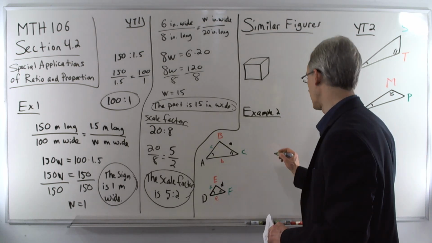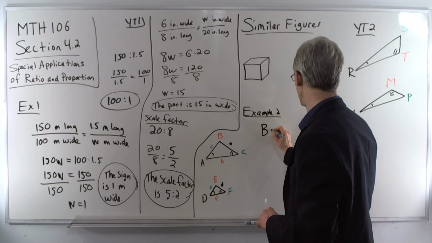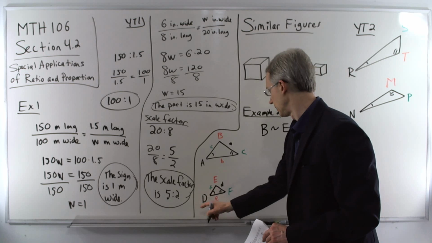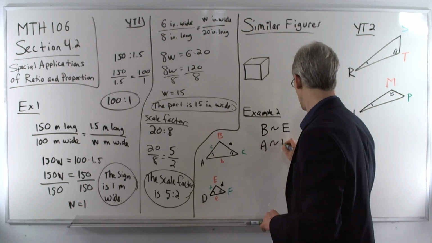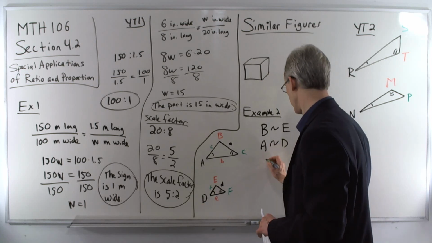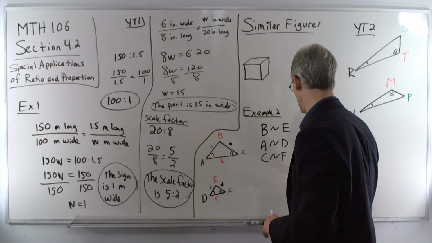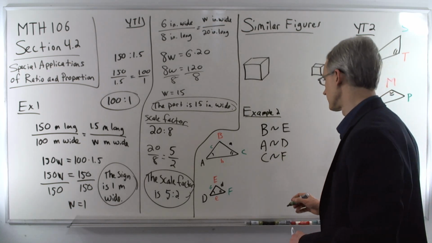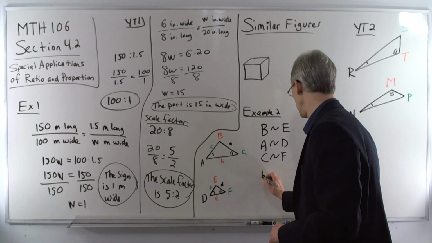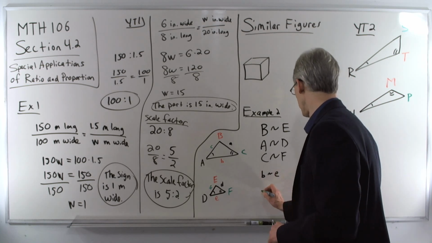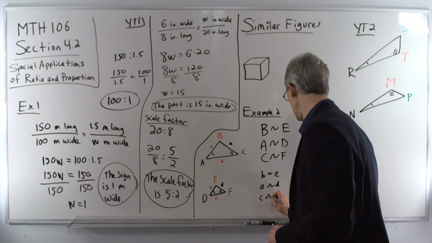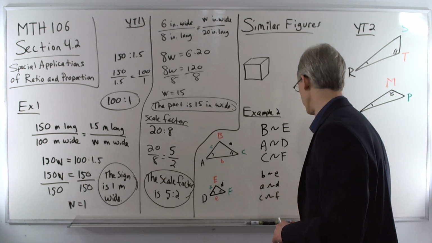So the corresponding angles are B and E, A and D, C and F. And then the corresponding sides are the same letters, but the small letters. So side B corresponds with side E, side A corresponds with side D, side C corresponds with side F.